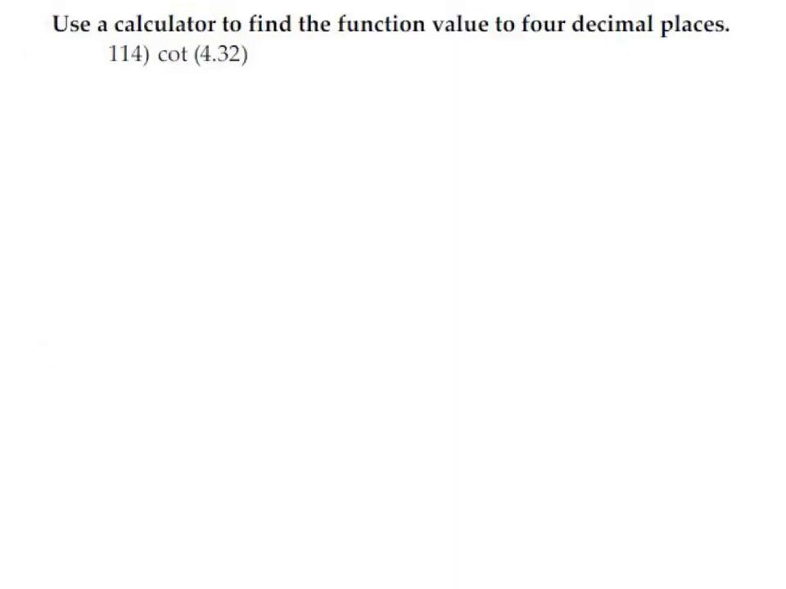Use a calculator to find the function value to 4 decimal places. Cotangent 4.32. Notice, no degree symbol. So take a moment and get your calculator in radian mode. Mine is all set. And we do not have a cotangent button on our calculator, so we think tangent instead. Tangent 4.32.